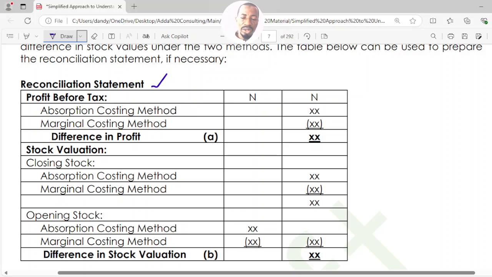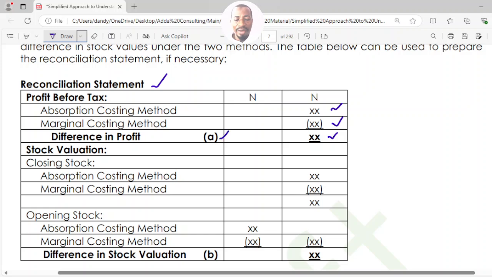So I will then go to the question. Under the absorption costing approach, what is the profit before tax? I will post it in this format. I will go to the question in my solution. I've calculated the income statement using the marginal costing approach. Therefore, what is my profit before tax? I will deduct, and this will give me the difference in profit. I can call that one A.